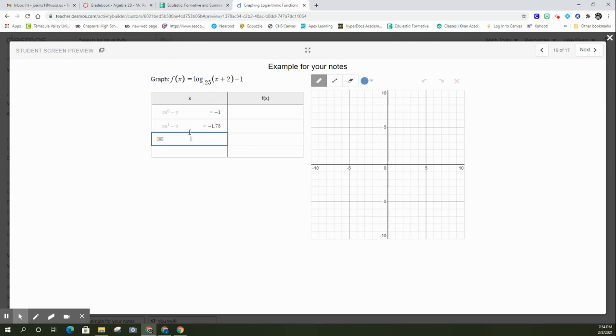Oh, I made a mistake. What did I do wrong? I don't want that decimal. Oh, it's in between 0 and 1. So now I need to make my exponent a negative because I want to flip that. That looks better. So 0.25 raised to the negative second minus 2, and 0.25 raised to the negative third minus 2.